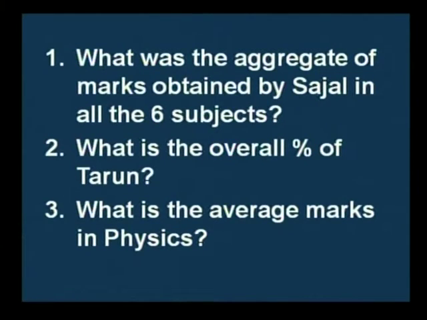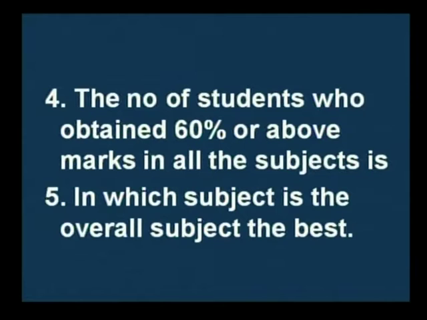First one is, what was the aggregate of marks obtained by Sajal in all the 6 subjects? Second is, what is the overall percent of Tarun? Third, what is the average marks in physics? Fourth is, the number of students who obtained 60% or above marks in all the subjects.